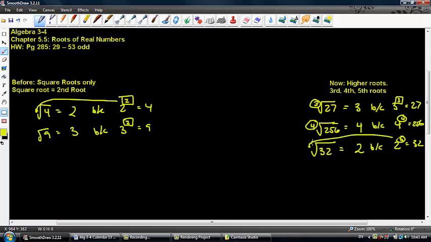All right, so when you see the small number hanging outside the radical, that means that's the root they're asking you to take for them. Give me a second. I'm going to jot down a couple of notes for you guys. I'll be back in a second.